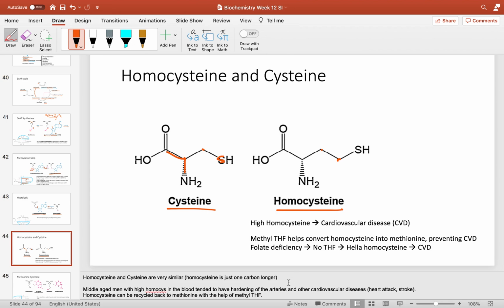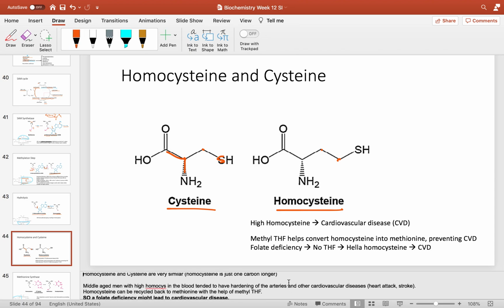Interesting thing to note is that a study done in Sweden many years ago showed that homocysteine in high levels is actually bad for your body. Specifically, it causes hardening of your arteries and other CVDs, cardiovascular diseases. So it's very important that your SAM cycle keeps going round and round, because if there's a pause and you accumulate a lot of homocysteine, then that can lead to cardiovascular disease. So that's why a folate deficiency, right? Because a folate deficiency in humans means we can't produce THF. And remember, THF is important to methylate homocysteine back into methionine. So without that, homocysteine will accumulate and you get a lot of cardiovascular disease.